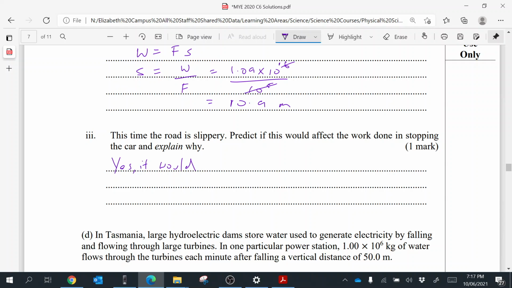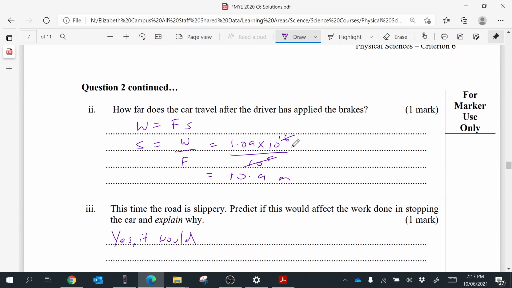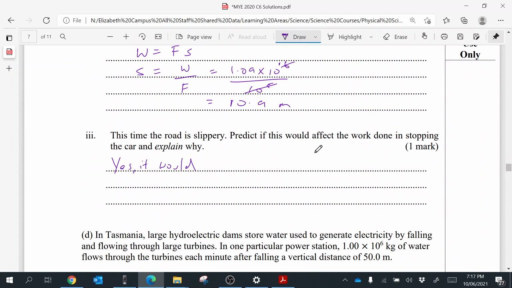Affect the work done. The work done in stopping the car. It would. Would it? Now I'm trying to think. No, it wouldn't actually. No, it wouldn't. Look at me jumping the gun. It would not affect the work. I'll explain why. Since W equals change in energy, and it still has the same initial energy.